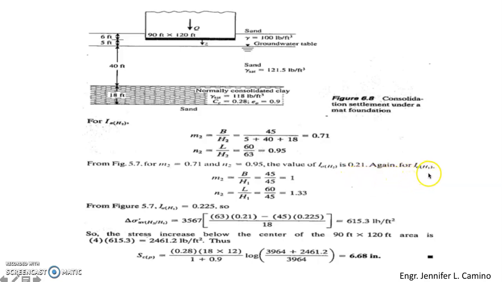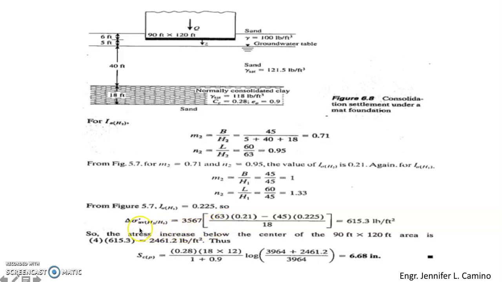For H1, for the influence factor you make use of B over H1 and L over H1, respectively for m sub 2 and n sub 2, and the values are 1 and 1.33. We locate again on our figure 5.17, m sub 2 is 1 and n sub 2 is 1.33. Based on that figure, as we discussed in soil mechanics, we obtained 0.225.